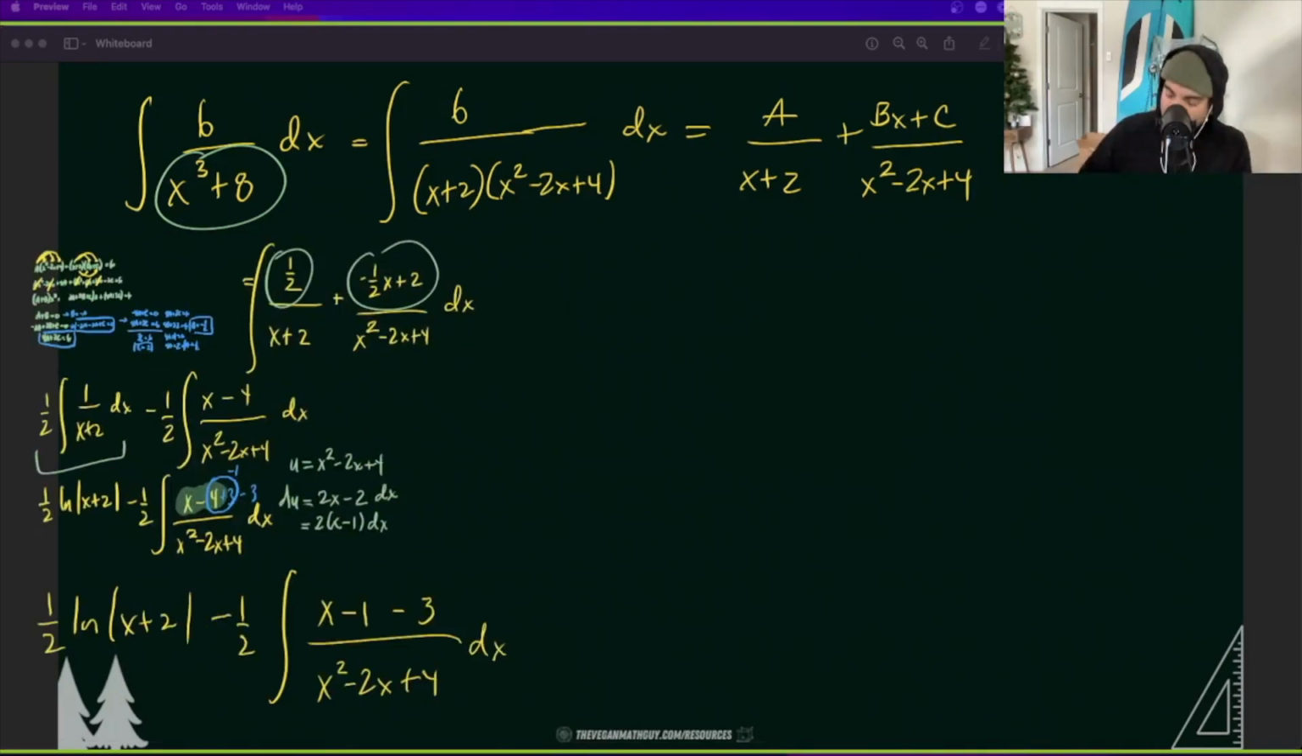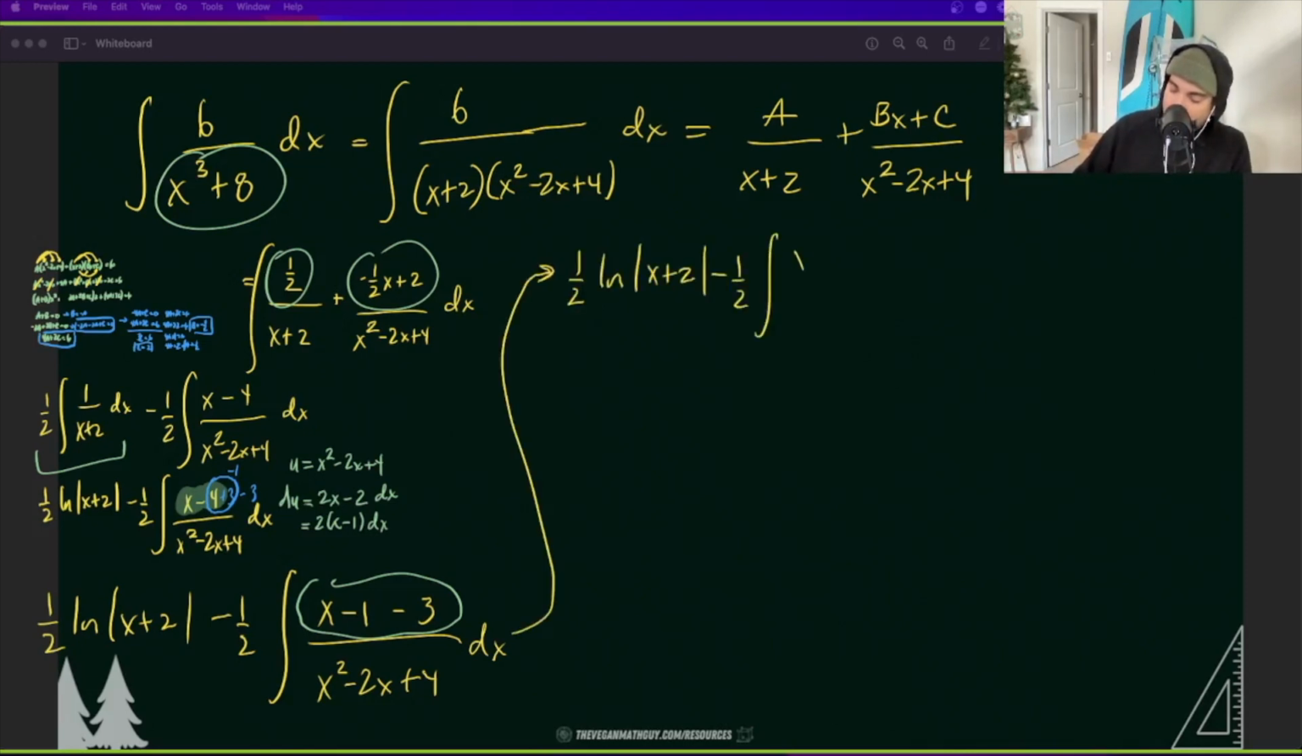All right, as you can see, I just rewrote that top one, that x minus 1 minus 3. It's literally the same thing still, but I rewrote it because I know that I'm going to use u substitution so I can cancel out that x minus 1. So now what I have is the integral that we found originally, minus 1/2 integral of x minus 1 over x squared minus 2x plus 4, and then minus 3/2 integral of 1 over x squared minus 2x plus 4 dx. Now, where did I get that?